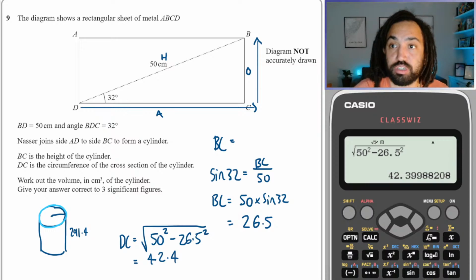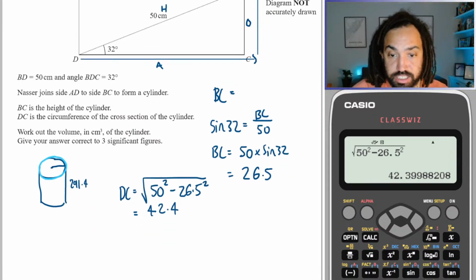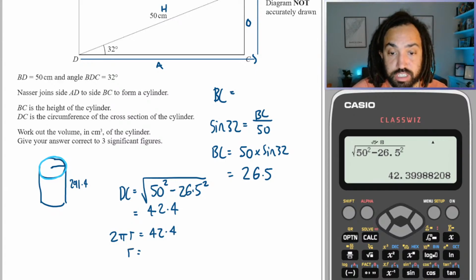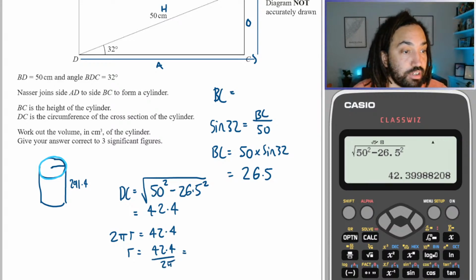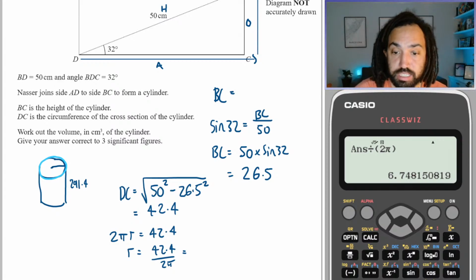So in order for us to find the radius, which we're going to need, we're going to have to take the circumference and set it equal to 2 pi r, because that is the formula for the circumference. So if I divide this through by 2 pi, I'm going to get the radius. So I'm just going to go on my calculator, divide by 2 pi like this, and that's going to give me 6.74.